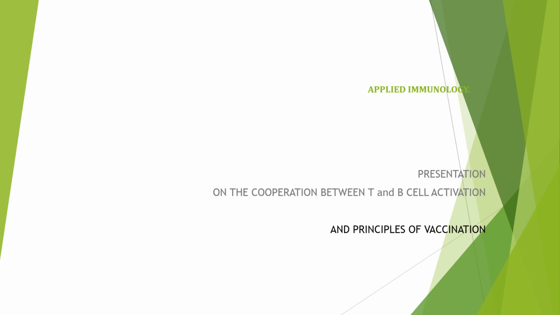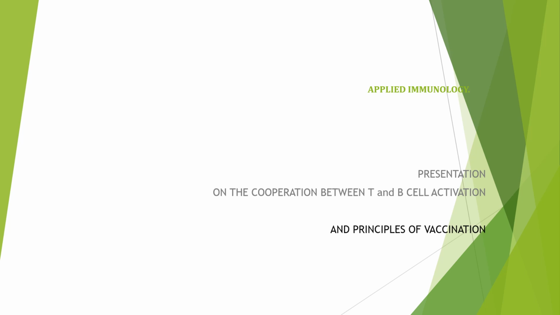So before going further, I would like to first define what applied immunology is. Applied immunology is a subtype of immunology that focuses on the practical application of immunology in medicine. It supports the development of biological therapies such as vaccines, diagnostics, and prognosis. I also define what cell activation is.